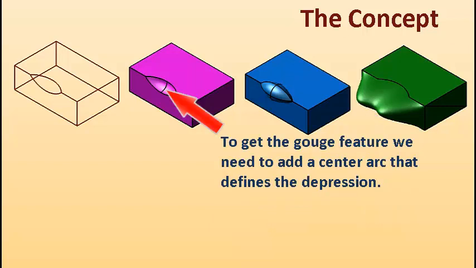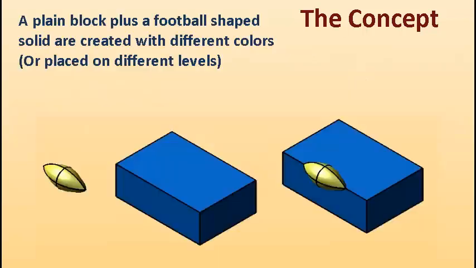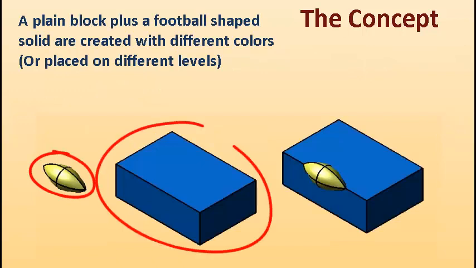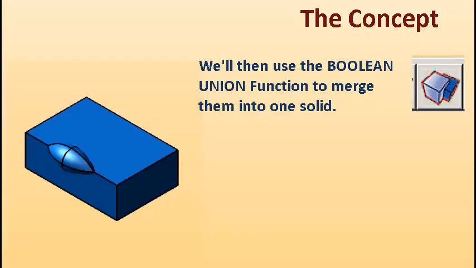To get the gouge feature, we need to add a center arc that defines the depression. The bulge is more complicated. For this, we'll create two solids: a plain block plus a football-shaped solid, created with different colors or placed on different levels. The appropriate masking option controls the creation. We'll then use the Boolean union function to merge them into one solid after having solidified them.